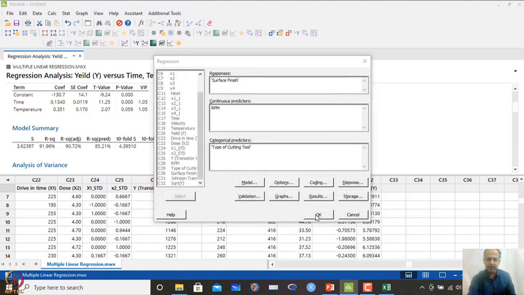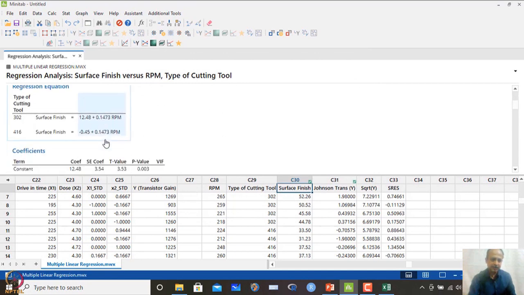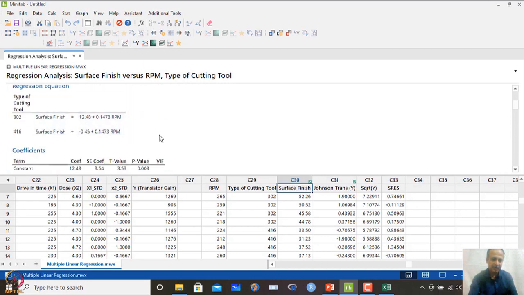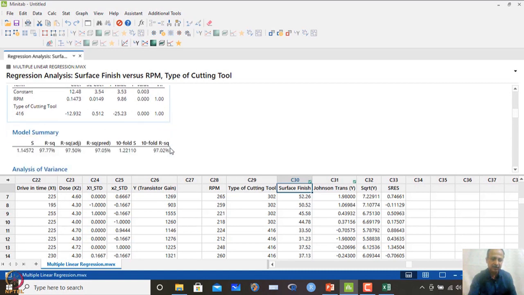So, if you click OK, what happens is that it suggests the selection process and then what we have selected like that by default. And these are the two for 302 type of cutting tool. This is how surface finish is related to RPM, this is the equation, and for 416 it will give a different equation. So, for categorical variables, for each of the different labels that we have selected, we will have a different equation with the continuous variable. This is shown over here, and the coefficients are also given over here. Based on which we have developed the regression equation, and we see the variance inflation factors are approximately one. So, that is not an issue.